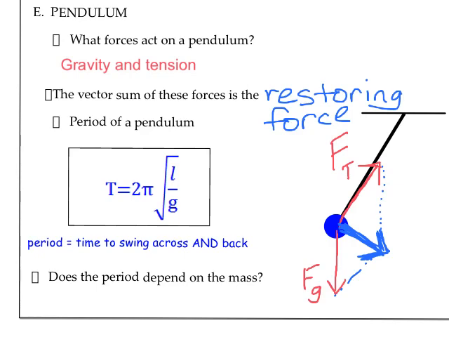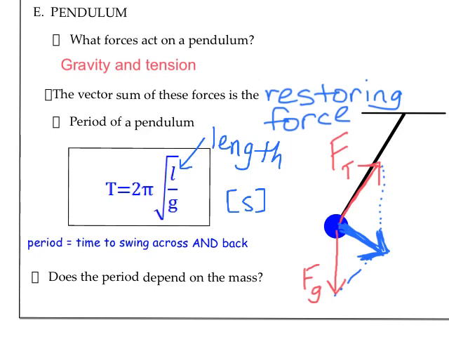And then we also have a period of a pendulum formula. It's really similar. It's still going to be 2 pi times the square root of some fraction. But now this up here, that's the length, so the length of your pendulum, and then the g will be gravity, so 9.8 unless you're told otherwise. And the whole thing will still be measured in seconds. It's a type of time. It's specifically the time to swing across and back again.